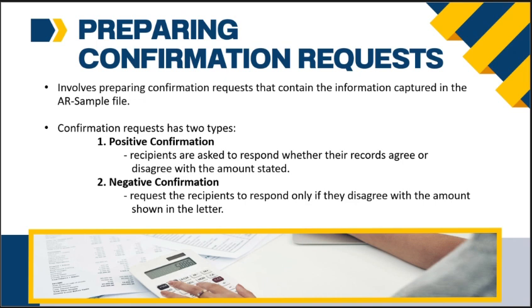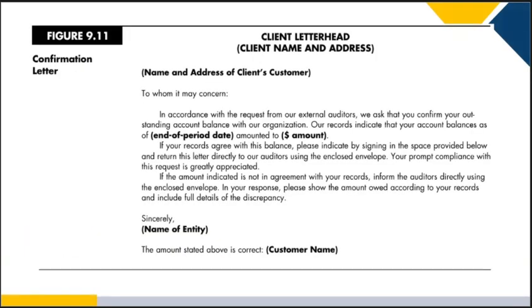Responses to negative confirmations cannot be used as a basis for determining the total amount of misstatement, but can be used instead to reinforce the auditor's prior expectation that the account balances may be materially misstated and that additional testing of details is needed to determine the nature and amounts of the misstatement. Next slide. So here, shown in Figure 9.11, is an example of a letter of confirmation, particularly a positive confirmation. Next slide.